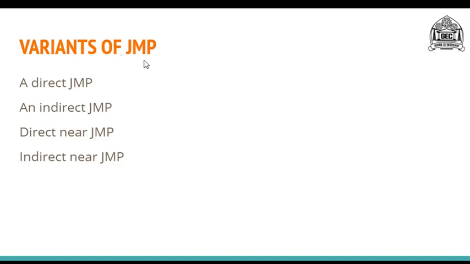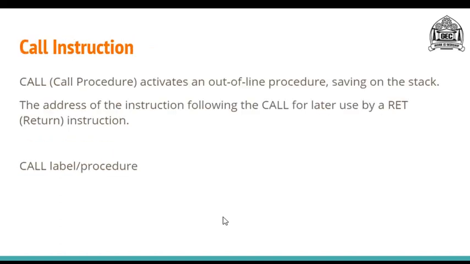So these are the four variants of our jump instruction, which vary according to how the destination address is calculated by each jump instruction. Let's move on to the next topic, which is the call instruction.